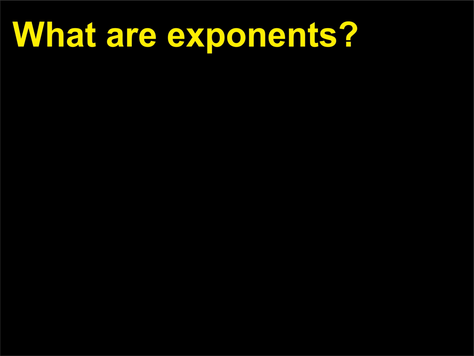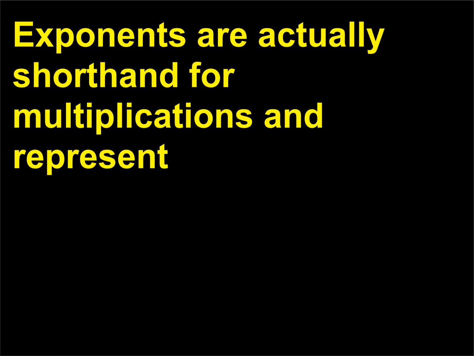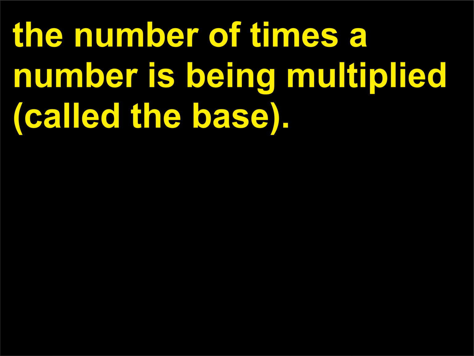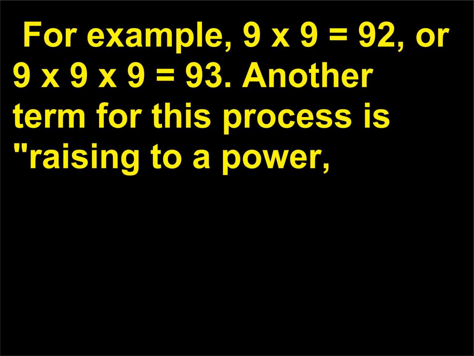What are exponents? Exponents are actually shorthand for multiplications and represent the number of times a number is being multiplied, called the base. For example, 9x9 equals 9², or 9x9x9 equals 9³.